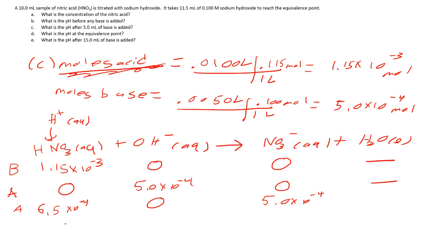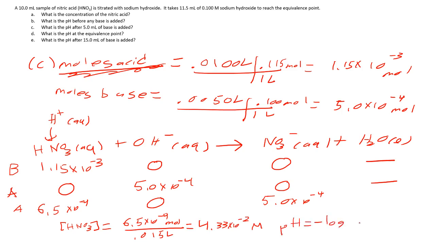So now we need to know what the concentration of our HNO3 is once we've added this base. And so that's going to be 6.5 times 10 to the minus 4 moles, and from that, we have 0.015 liters. And we get a concentration of 4.33 times 10 to the minus 2 molar. And for here, we get pH is equal to the negative log of this concentration. And so our pH is going to be equal to 1.36 after we have added 5 milliliters of base. So that gets us through C.